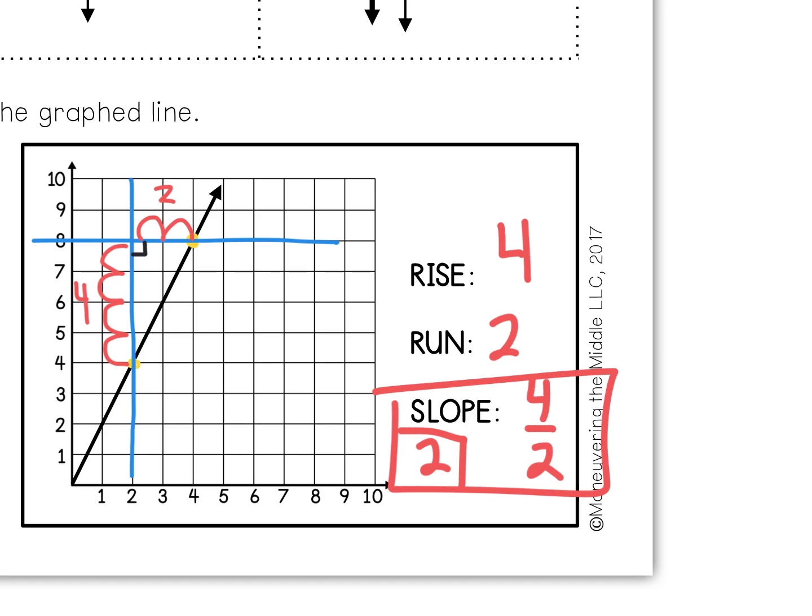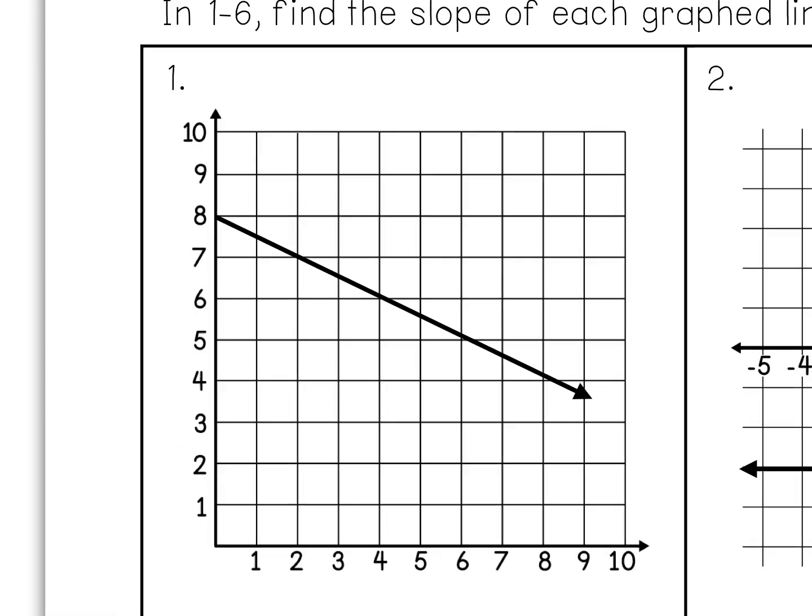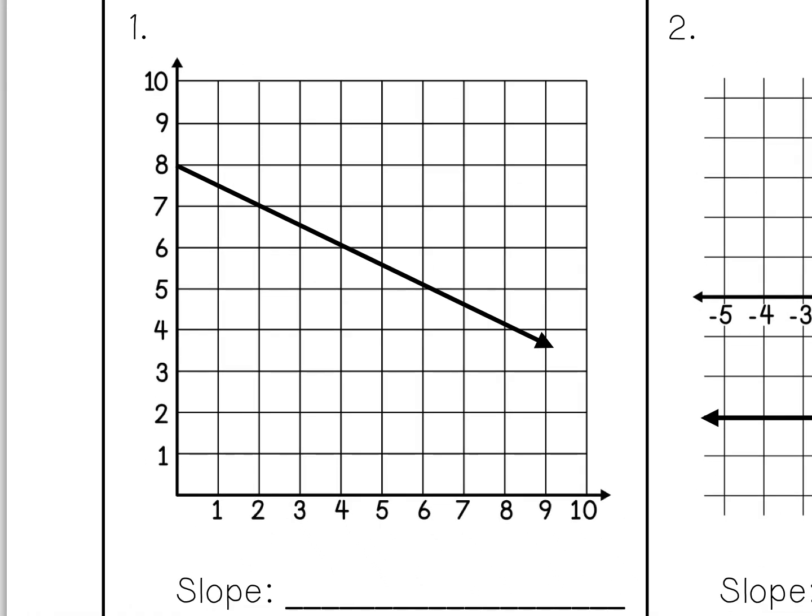All this is, can you draw a triangle and count up and down, left and right, and then tell me positive or negative? Okay, draw a triangle, count, positive, negative, and we're done. So number 1, pick 2 points.